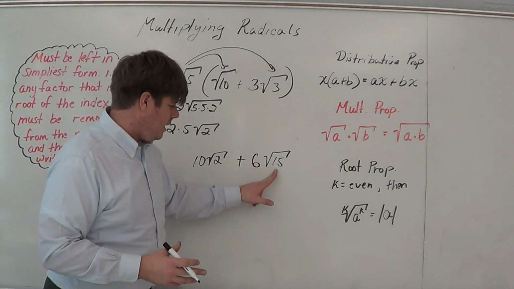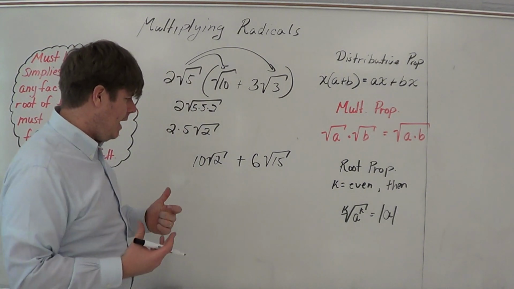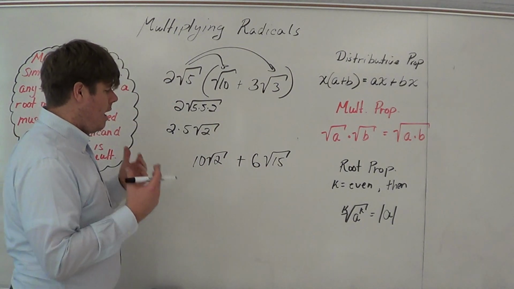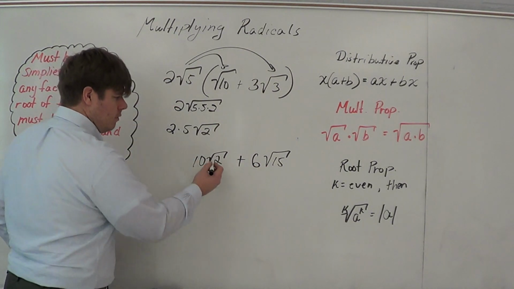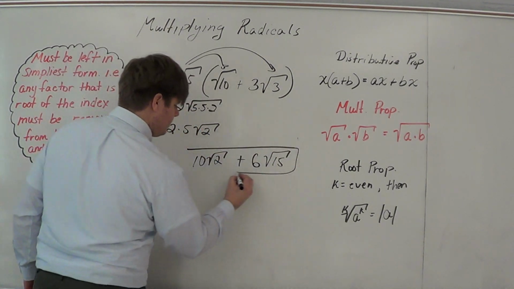I can't break 15 into a root of 2. If I could, that would be great, but I can't in this particular case, so I can't add these two roots together. I'm just left with this being a root 2 and this being a root 15. And that's my final answer.